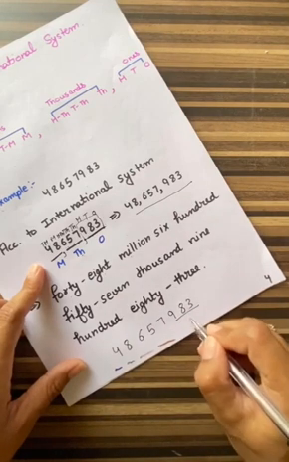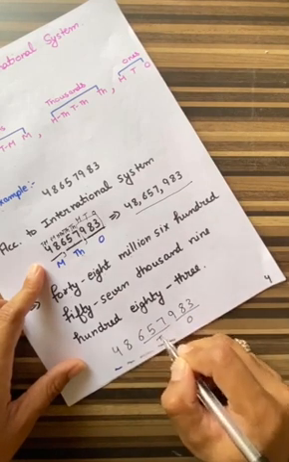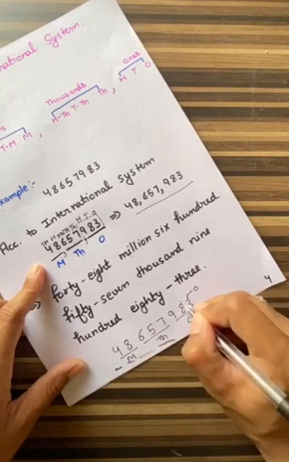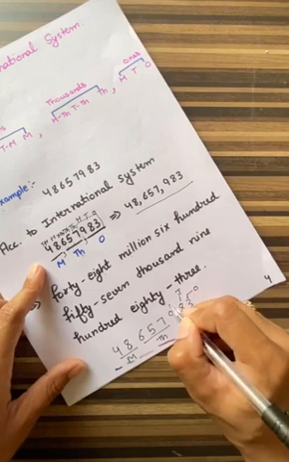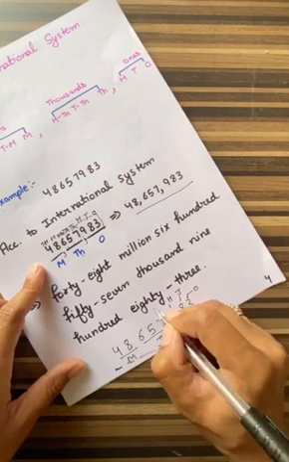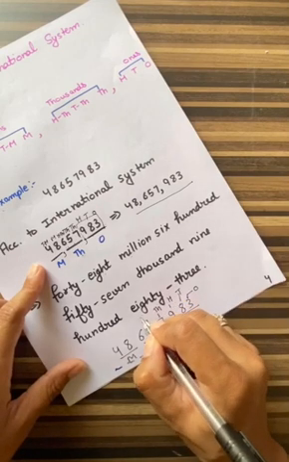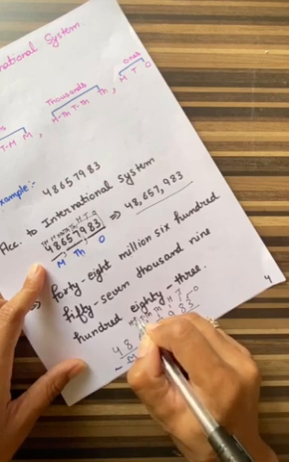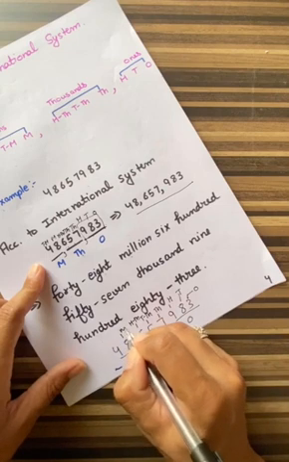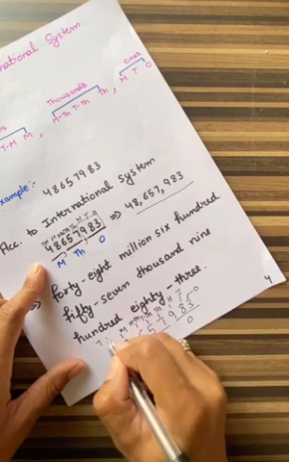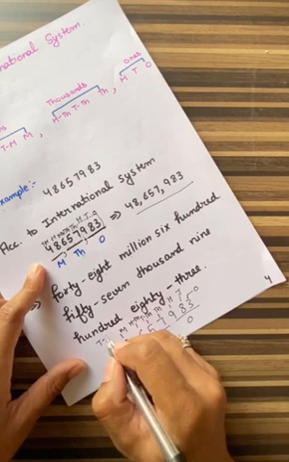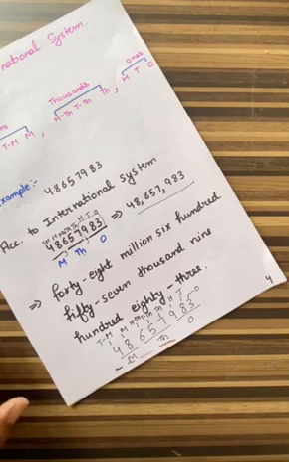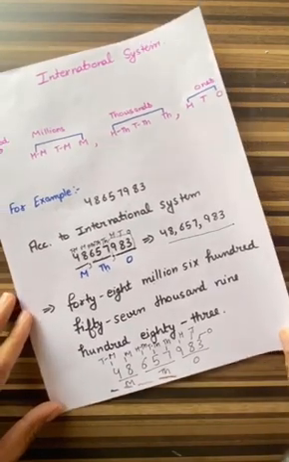So this is a period of ones, this is a period of thousands, this is a period of millions, and this is ones, this is tens, this is hundred. What is this? Thousand. This is the place of 10,000. This is the place of 100,000, and this is the place of million. This is the place of 10 million. Okay, I think it is clear to you.